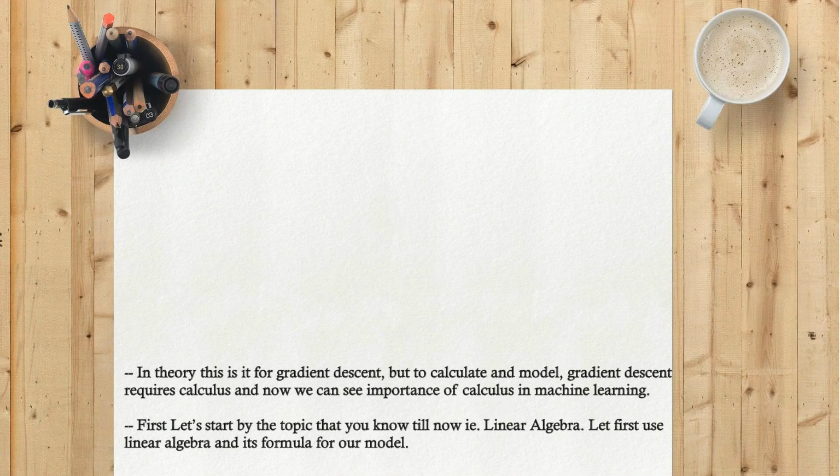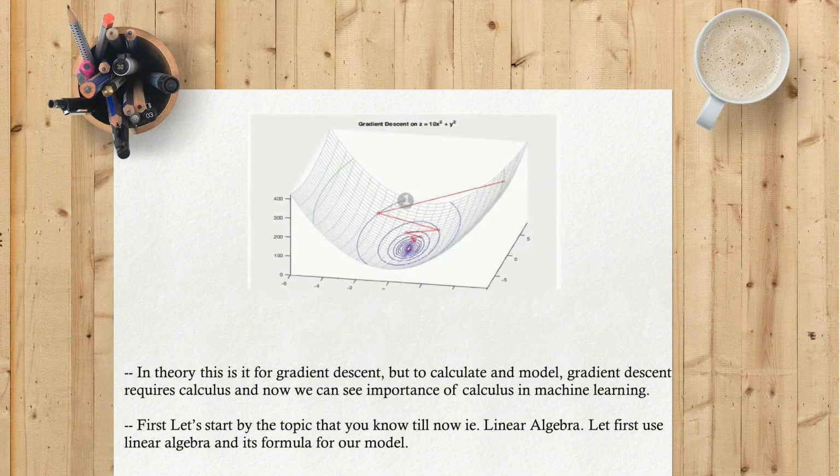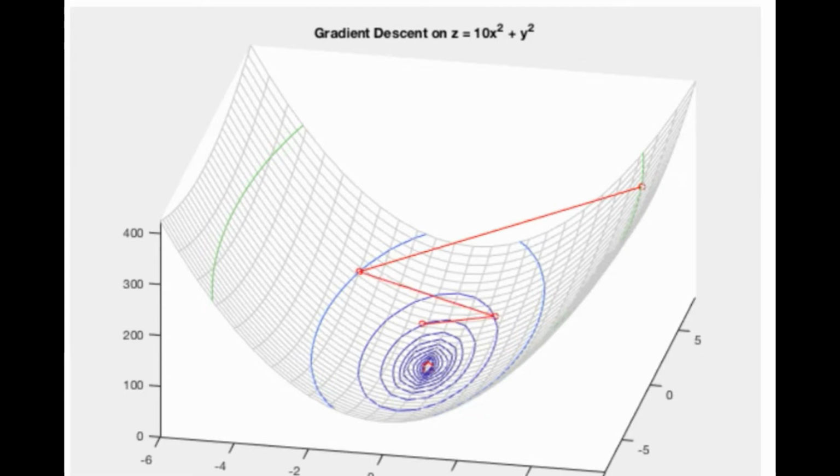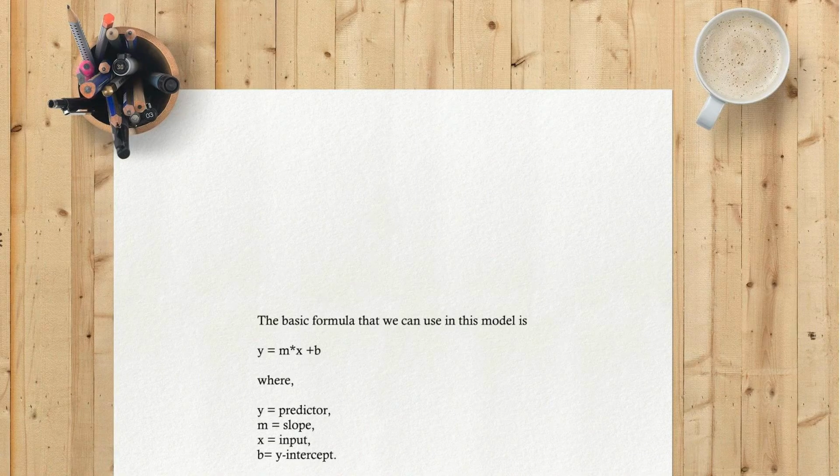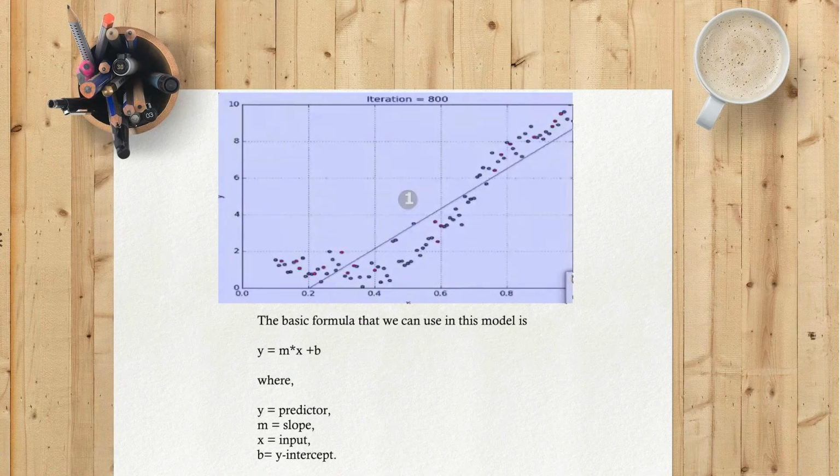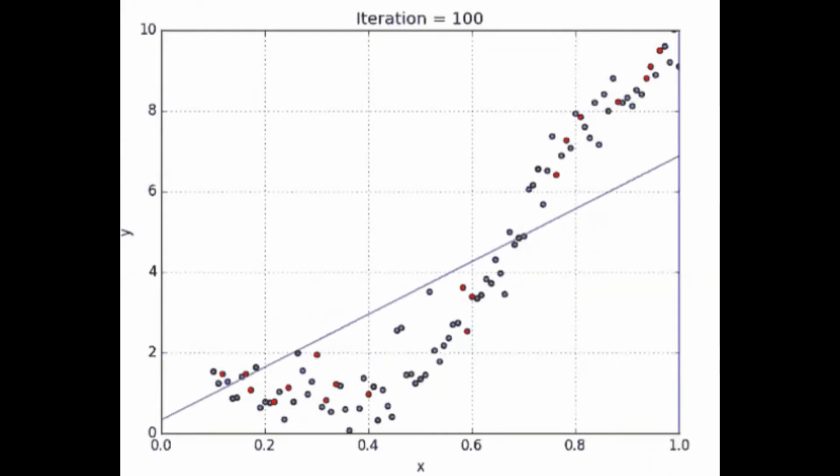In theory, this is it for gradient descent, but to calculate and model, gradient descent requires calculus, and now we can see the importance of calculus in machine learning. First let's start with the topic that you know till now, that means linear algebra. Let's first use linear algebra and its formula for our model. The basic formula that we can use in this model is y = mx + b, where y equals the predictor, m equals slope, x equals input, b equals y-intercept.